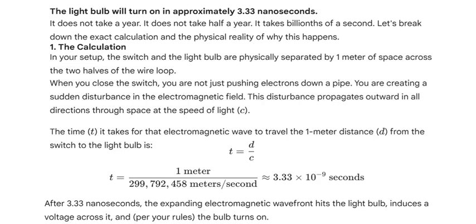1. The calculation. In your setup, the switch and the light bulb are physically separated by 1 meter of space across the two halves of the wire loop. When you close the switch, you are not just pushing electrons down a pipe, you are creating a sudden disturbance in the electromagnetic field. This disturbance propagates outward in all directions through space at the speed of light, c. The time t it takes for that electromagnetic wave to travel the 1 meter distance d from the switch to the light bulb is t equals d over c. The speed of light is 299,792,458 meters per second. After 3.33 nanoseconds, the expanding electromagnetic wavefront hits the light bulb, induces a voltage across it, and the bulb turns on.